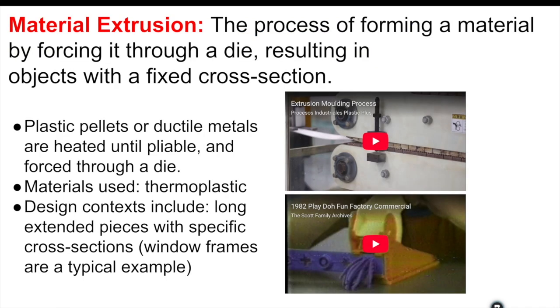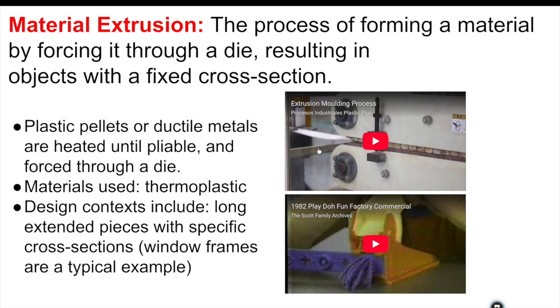We have material extrusion. This is the process of forming a material by forcing it through a die, resulting in objects with a fixed cross section. My favorite example of this is always the Play-Doh Fun Factory. You can watch this quick video, it's 30 seconds, and it shows you the pliable material, which in this case is Play-Doh, being forced through a die, which in this case are these things right here.